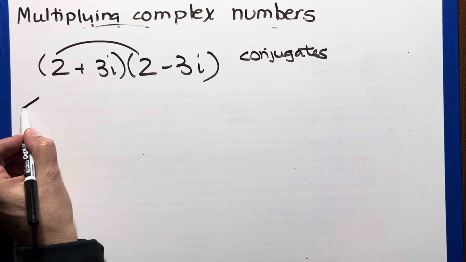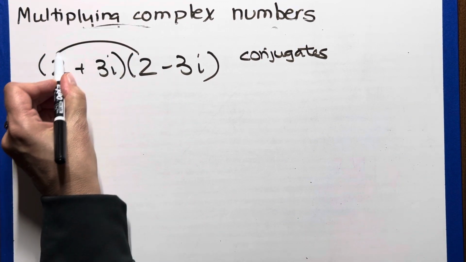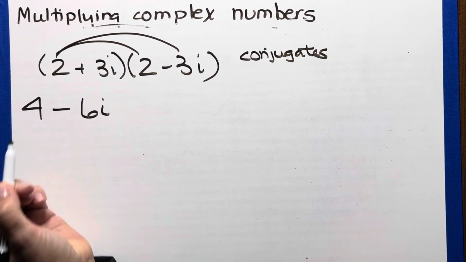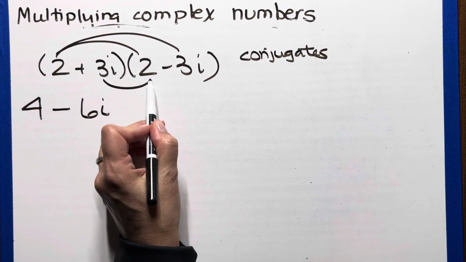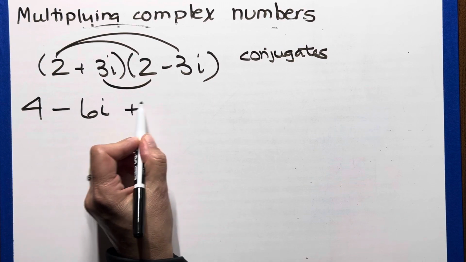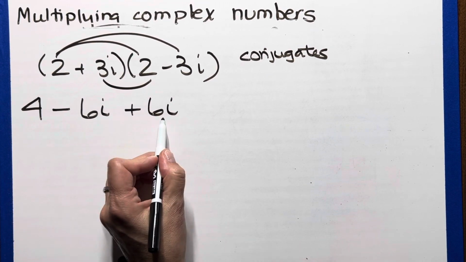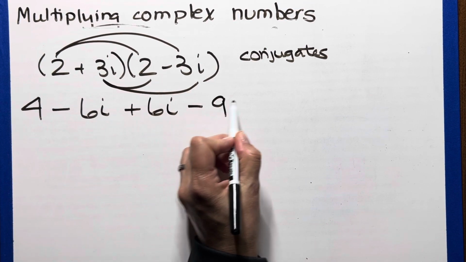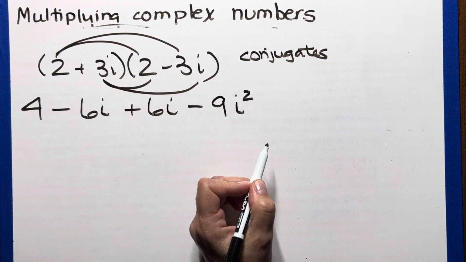I have 2 times 2, which is 4. 2 times my -3i, which is minus 6i. Now let's distribute this 3i to 2. I get a plus 6i. Notice what happened. And then here I'm going to get minus 9, and here's my i squared again.